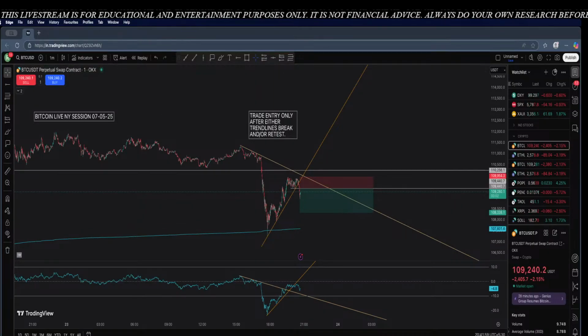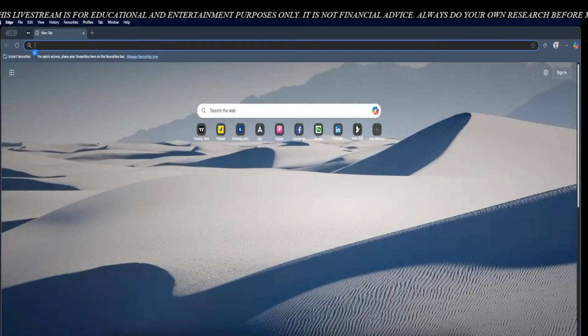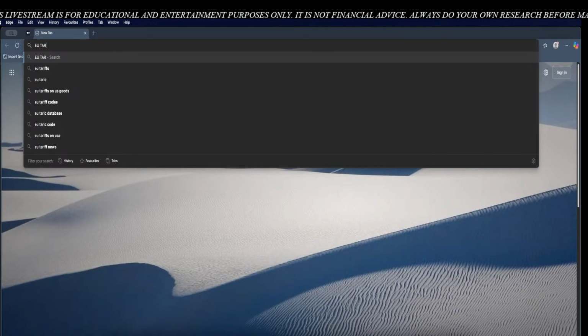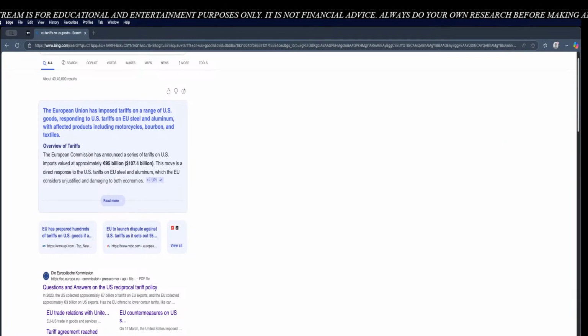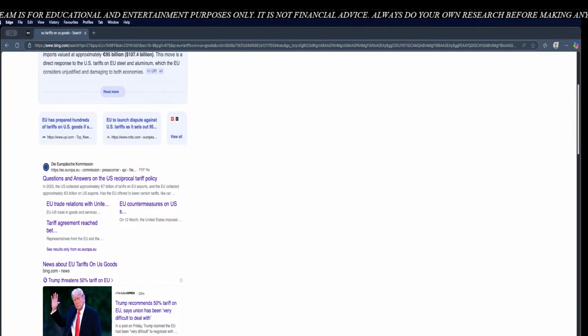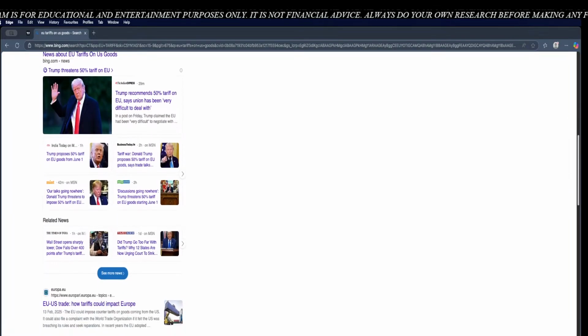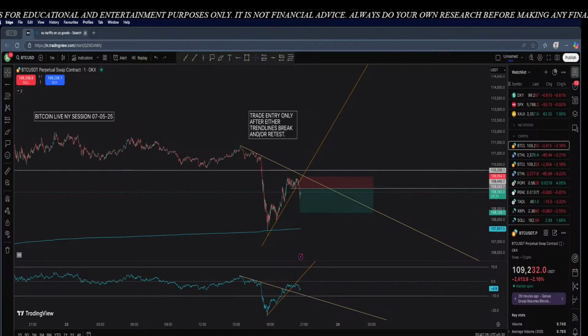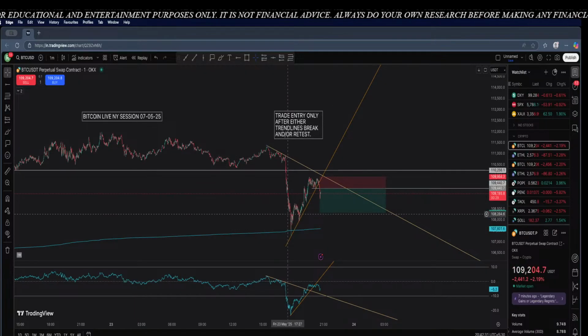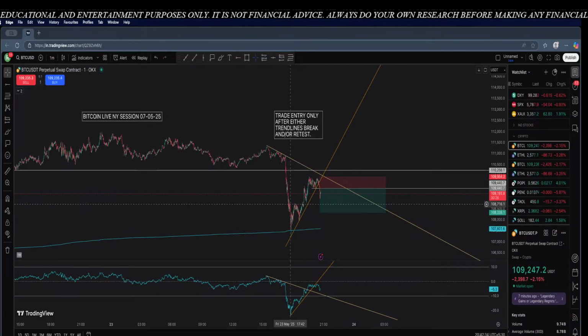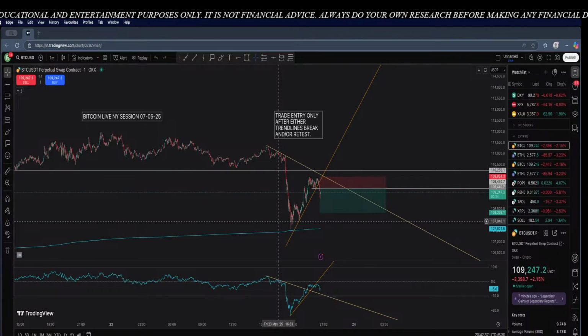Okay, interesting. I did not know that. EU tariffs. Okay, interesting. Funny stuff going on. Yeah, but that was quite a big move for such a breaking news situation.